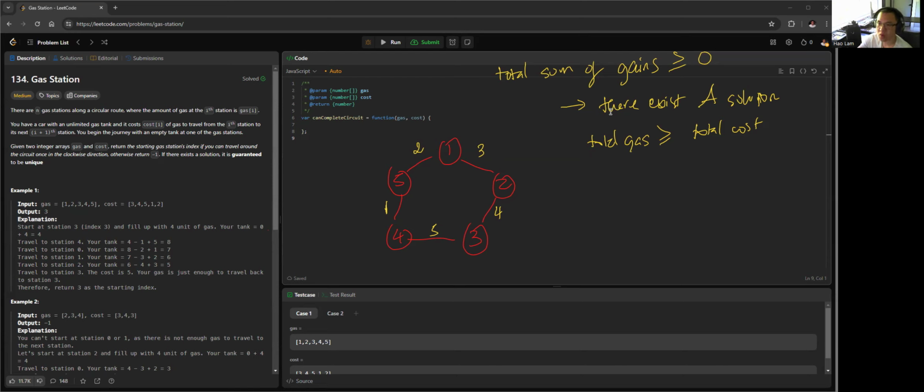So how do we know when to start? If we start from 1, then we go all the way around until we get back to 1. If we start from 2, we have to go all the way around from here. If we try this for every single station, it will cost us n squared runtime, and this is not good. So the question is, can we do it in one pass?